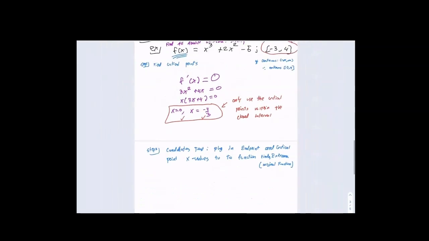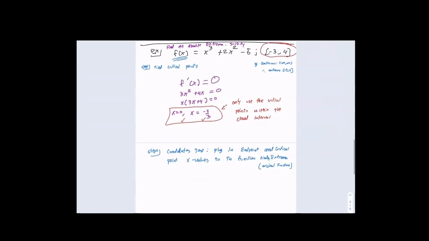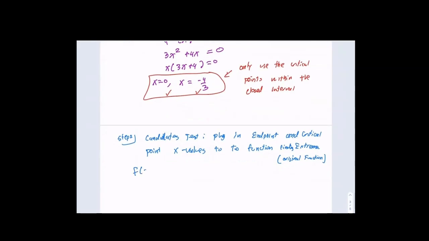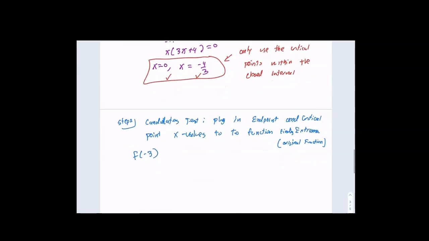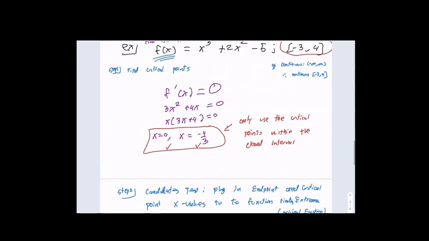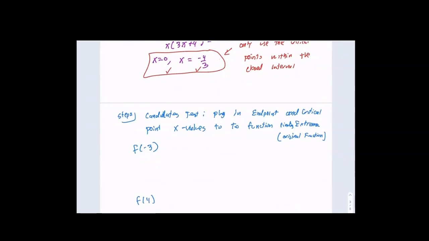So I need to find 4 values. I need to find f of -3. I like to put them in order. I'm also going to have to find f of 4. Some people like to put f of -3 and f of 4 right next to each other. I like to do this just to make sure that all the critical points that I find are inside. It doesn't matter, there's no order. I also need to find f of 0 and f of -4/3.